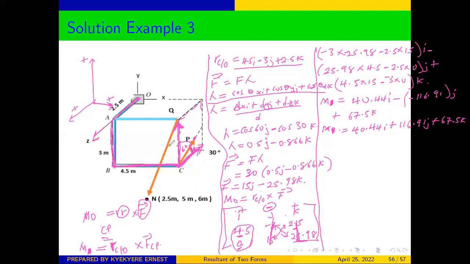We are left with determining the moment for the other force. So let's look at how to determine that.